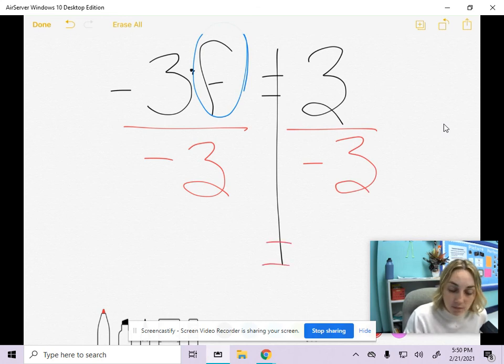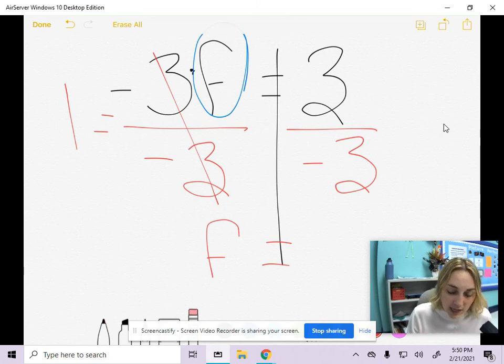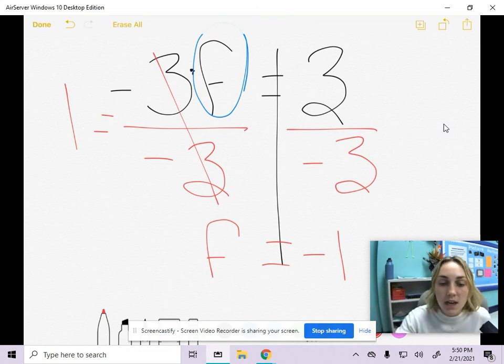Okay? So negative 3 divided by negative 3, those cancel out. Again, that's equal to 1. Negative 3 over negative 3 is the same as 1f. Again, you don't have to have that 1 in front of the f because that's automatically assumed to be there. So those cancel out, leaving us with f. And then 3 divided by negative 3 would give us negative 1 as our answer. So in this case, f is equal to negative 1.